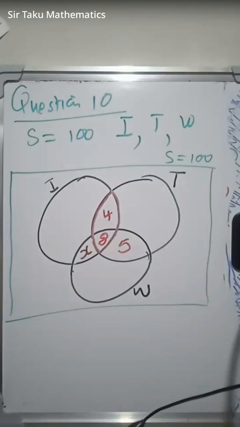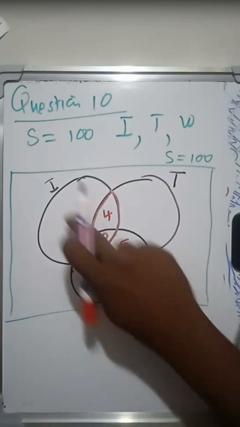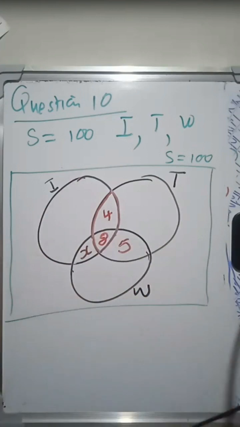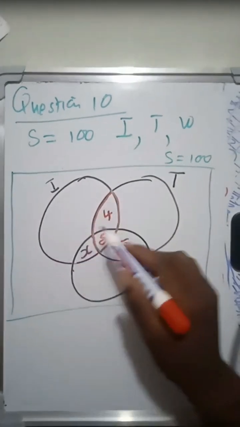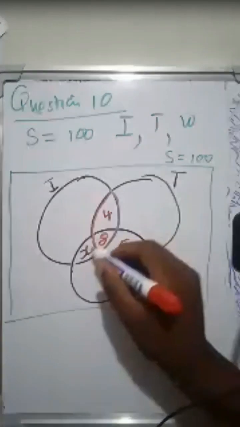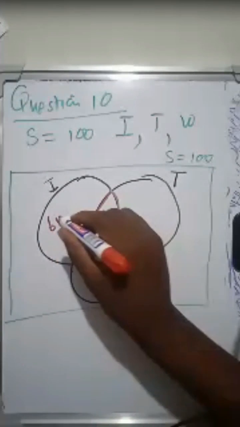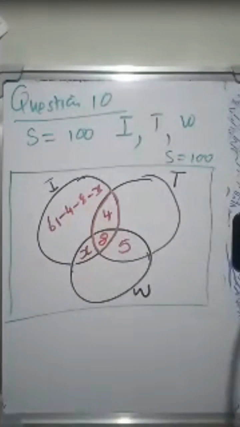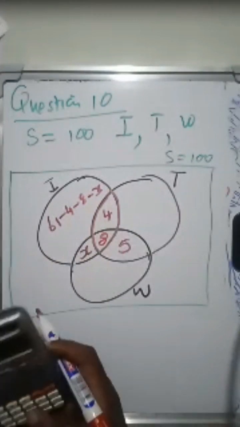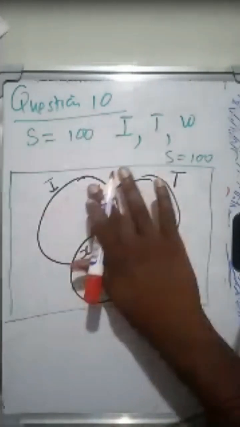Okay? Then 61 use Instagram. So we want to find those who are using Instagram only and nothing else. Right? What do we do now? Remember they said 61, the whole circle here should have what? 61. But already the circle is having 4, 8, and x. So in order to get this one, we are going to say 61 minus 4 minus 8 minus x. What do we get? 61 minus 4 minus 8? 49 minus x. Yes, it's going to be 49 minus x.